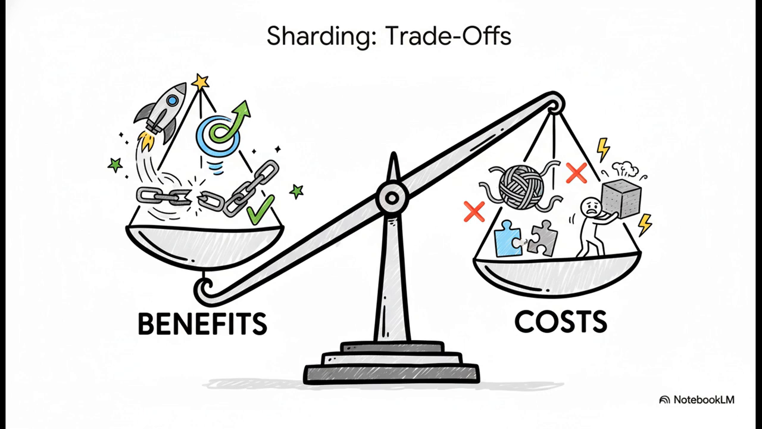On the one hand, the win column looks amazing. You get almost infinite scalability, way faster queries, and higher availability, because if one shard fails, it doesn't take down your whole system. But the cost column is steep. Your system becomes extremely complex. Trying to join data across different shards is a developer's nightmare. And things like adding a new shard and rebalancing the data, well, that's just a massive operational headache.